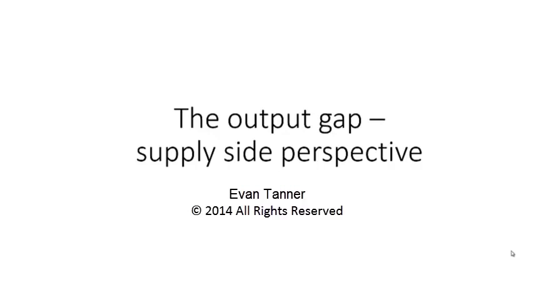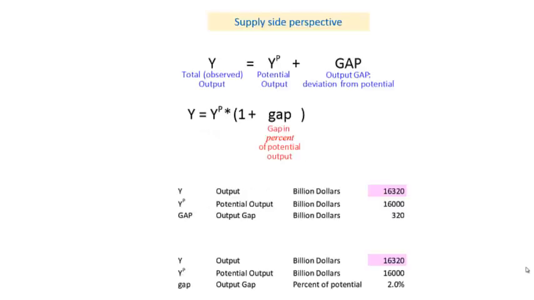Hello, in this video we're going to examine the output gap from the perspective of the supply side. We first need to recall that total output is equal to the sum of potential output plus any deviation from that potential, and we'll call that the output gap. Now we can think of this in dollars. So for example, down here we have potential output, which is $16 trillion, and then we have an output gap of $320 billion, so we can add those guys up.